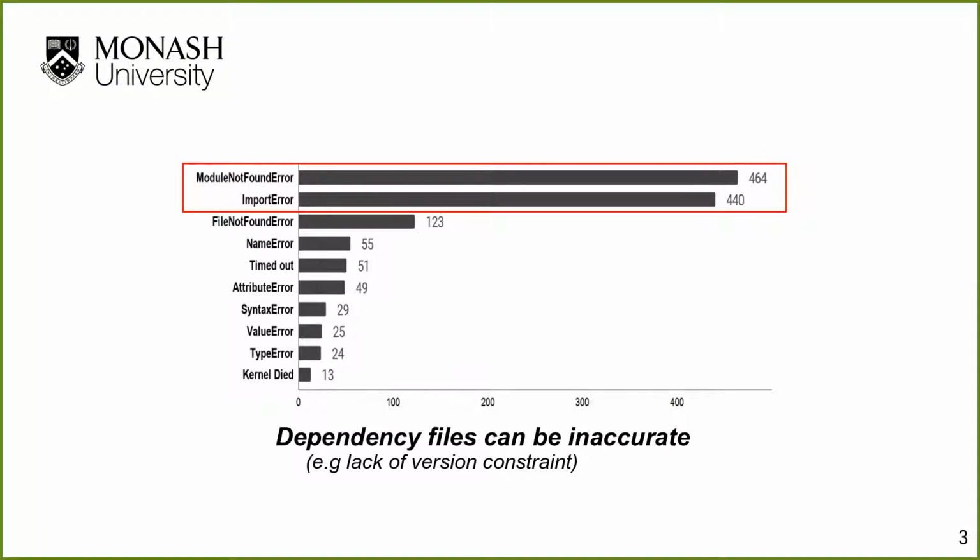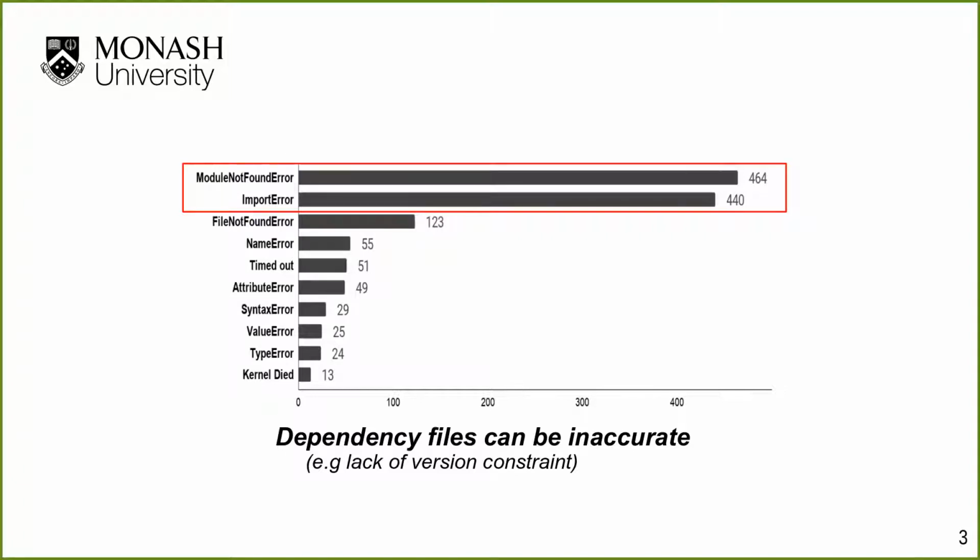After having installed these environment configuration files successfully, we automatically executed these notebooks in the user-provided environments. But the top two execution errors are still linked to environment issues, such as module not found error and import error, as we can see from this bar chart. Both module not found error and import error occurred because the Python runtime could not locate modules or APIs that these notebooks have accessed. This is sometimes due to the version constraints not being given in the dependency files. In fact, we found quite a few such dependency files lack version constraints.